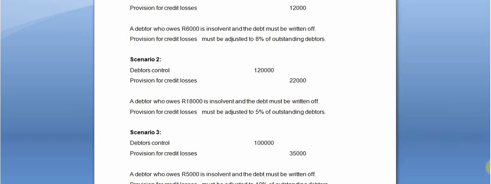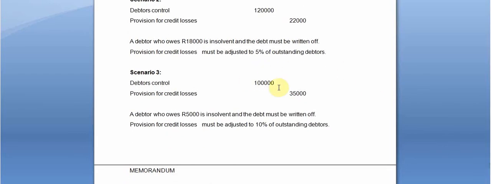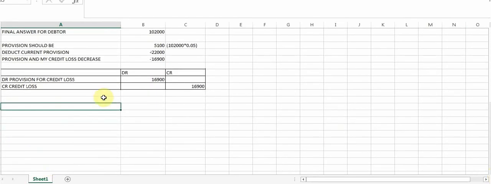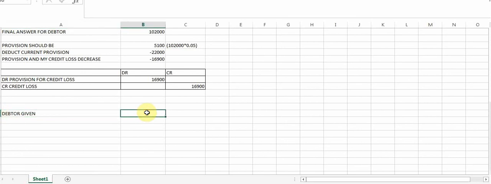Then the final scenario is scenario number 3. And in this scenario, you will see that the debtors control is 100,000 and the provision is 35,000. They tell you a debtor who owes 5,000 Rand is now insolvent and the debt is written off. The provision for credit losses is 10% of outstanding debtors. So in this instance, I'm going to repeat this calculation again. So I'm starting again with the debtors given. And here they've given me debtors worth 100,000.